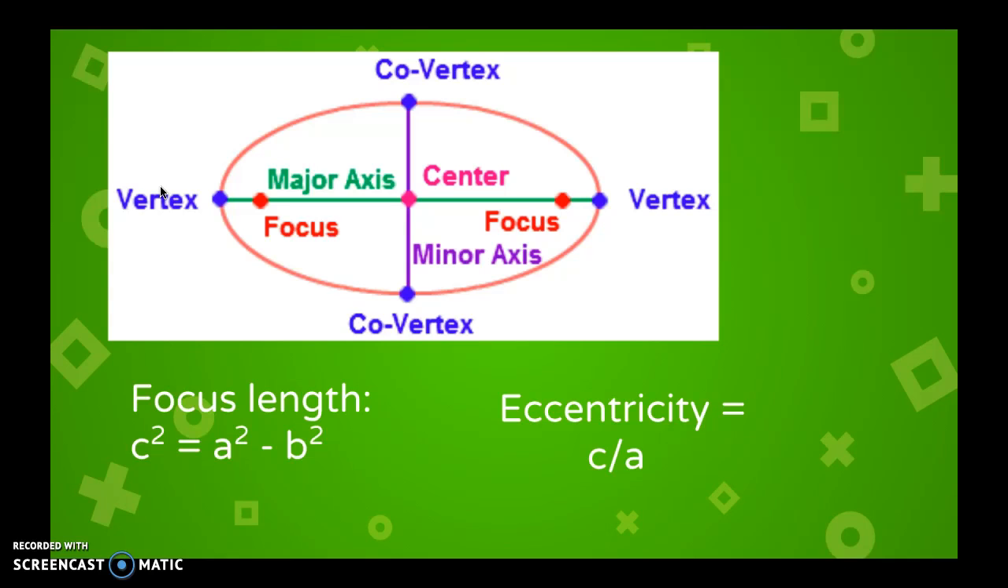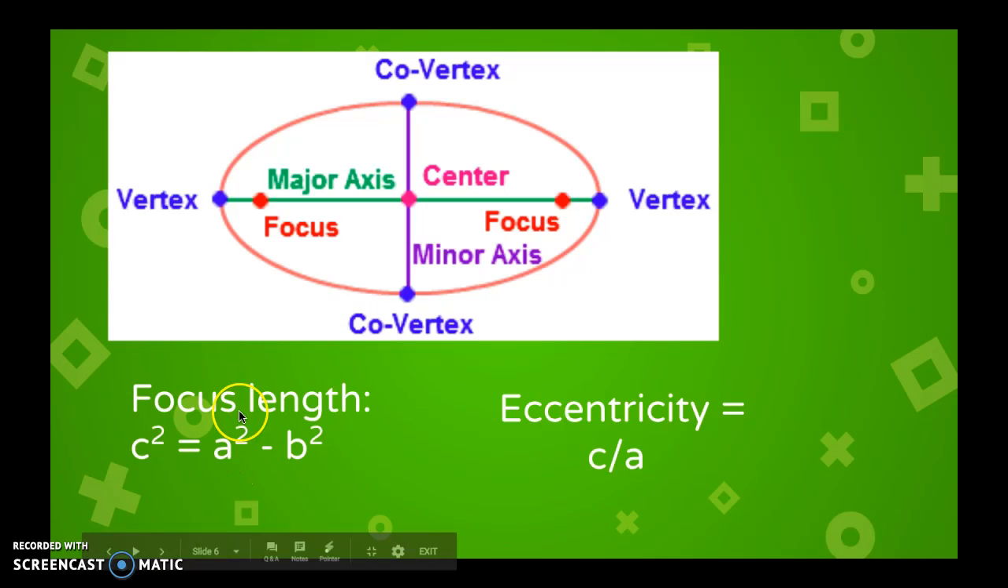So then the relationship: I mentioned a as the distance from the center to the vertex, and c as the distance from the center to the focus. Now b will be the distance from the center to the co-vertex, and these are related by the focus length formula, which is c squared equals a squared minus b squared, which should be familiar from when we talked about the Pythagorean theorem in previous classes.